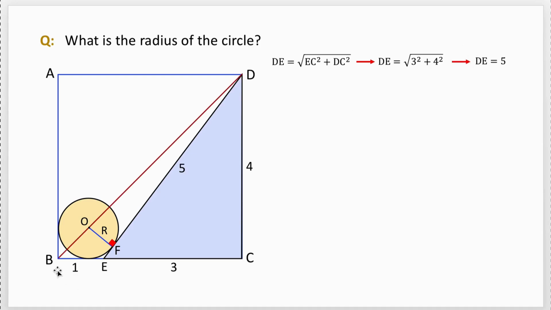We do the same calculation to obtain the hypotenuse BD. BD is the diagonal of the square. And since the side of the square is 4, the hypotenuse BD is equal to 4 square root of 2. Here we need to note that BD passes through the center of the circle. In general, in a square, if a circle like this touches two adjacent sides, like this point and that point, the diagonal passes through the circle's center.